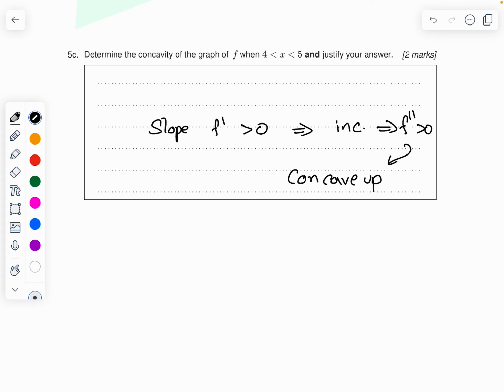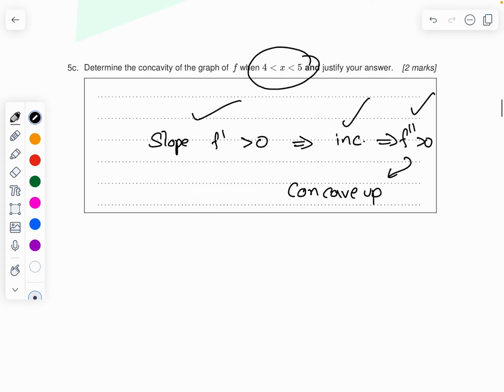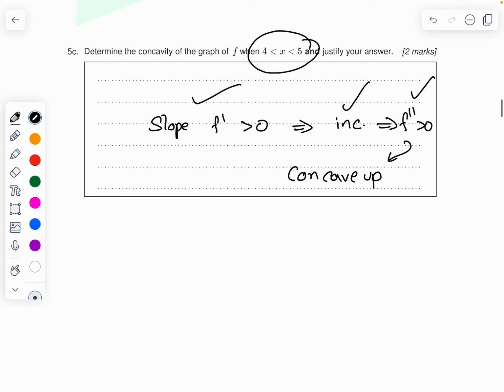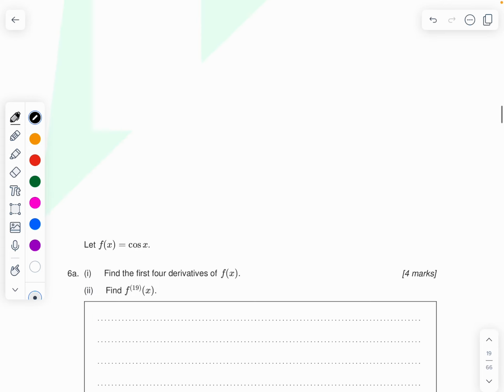That is the reasoning. We can see that between 4 and 5, f prime is positive, which means the function is increasing. So f double prime should also be positive. Therefore, f prime is an increasing function. f double prime is positive, so it is concave up.